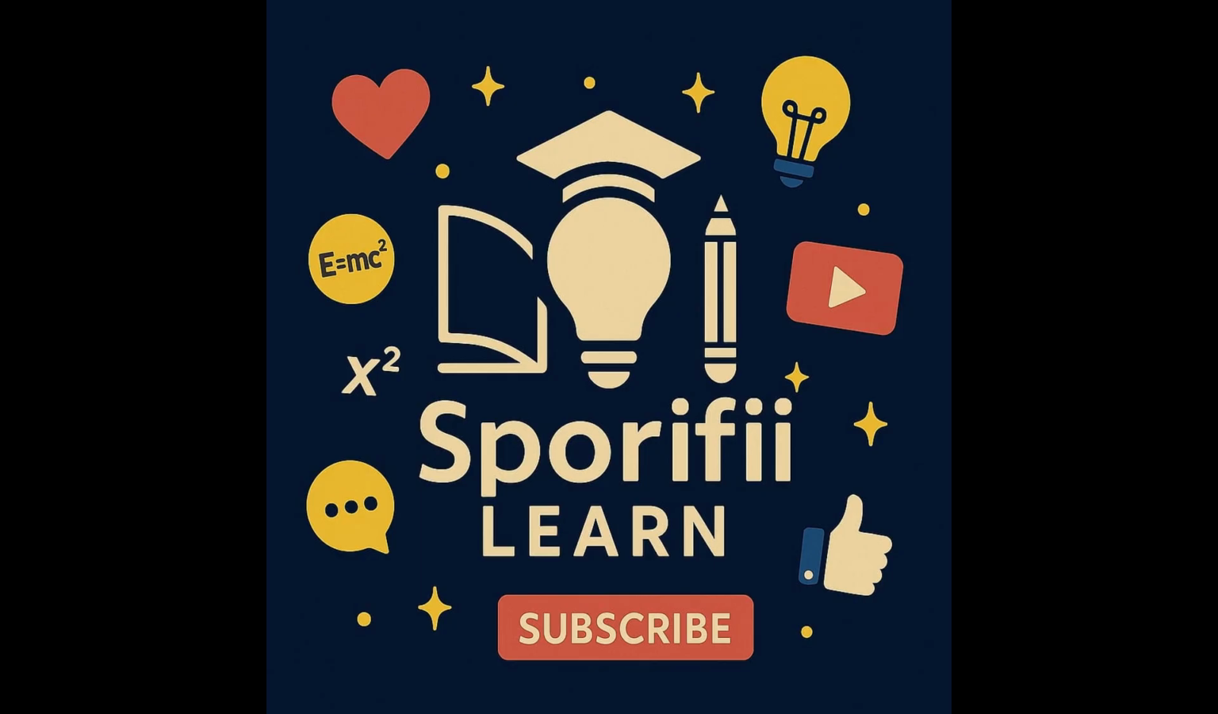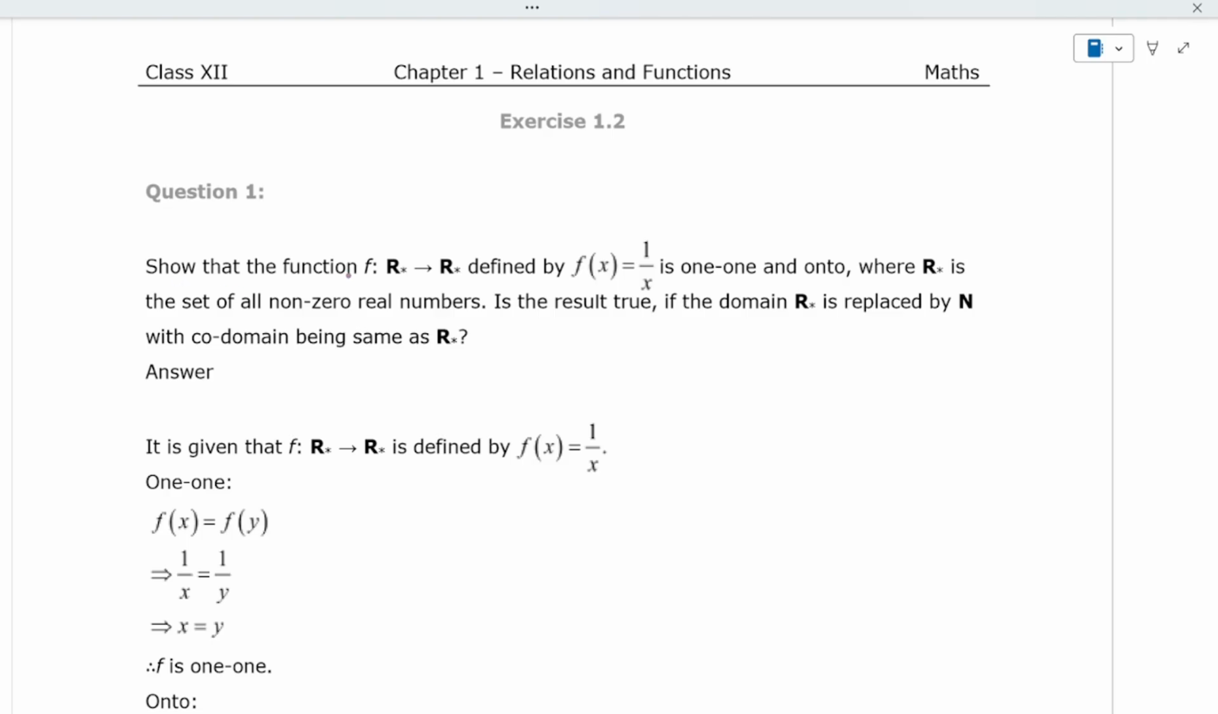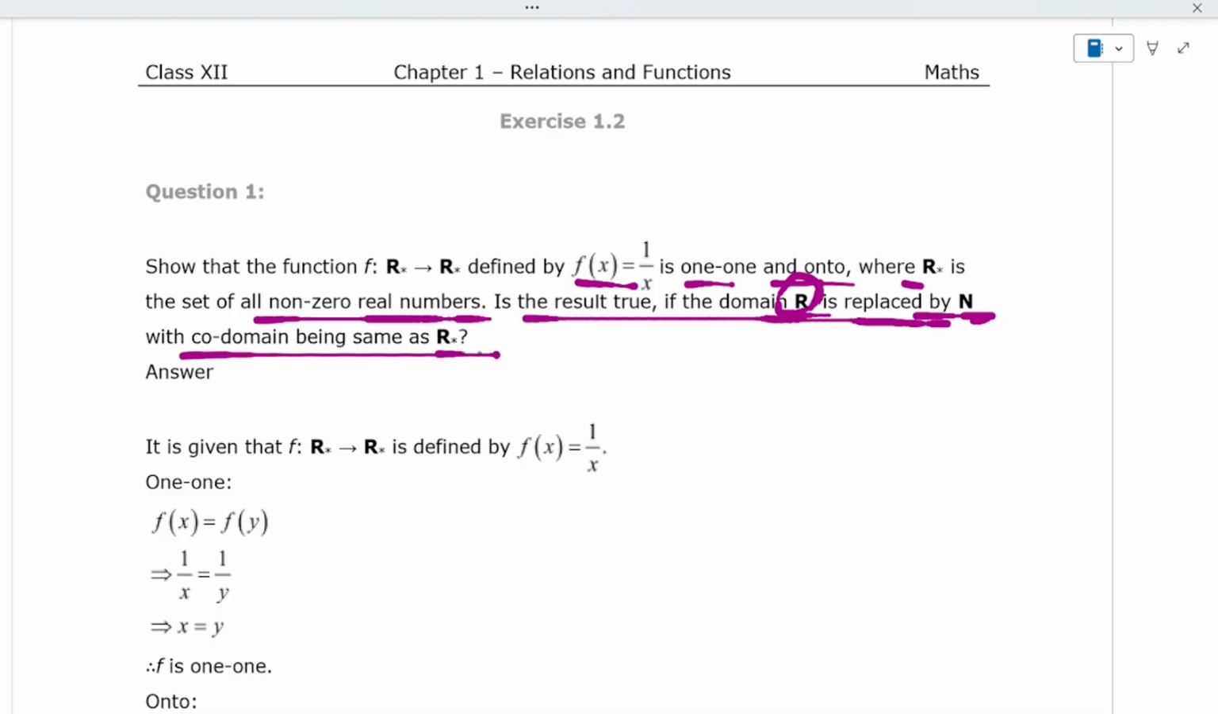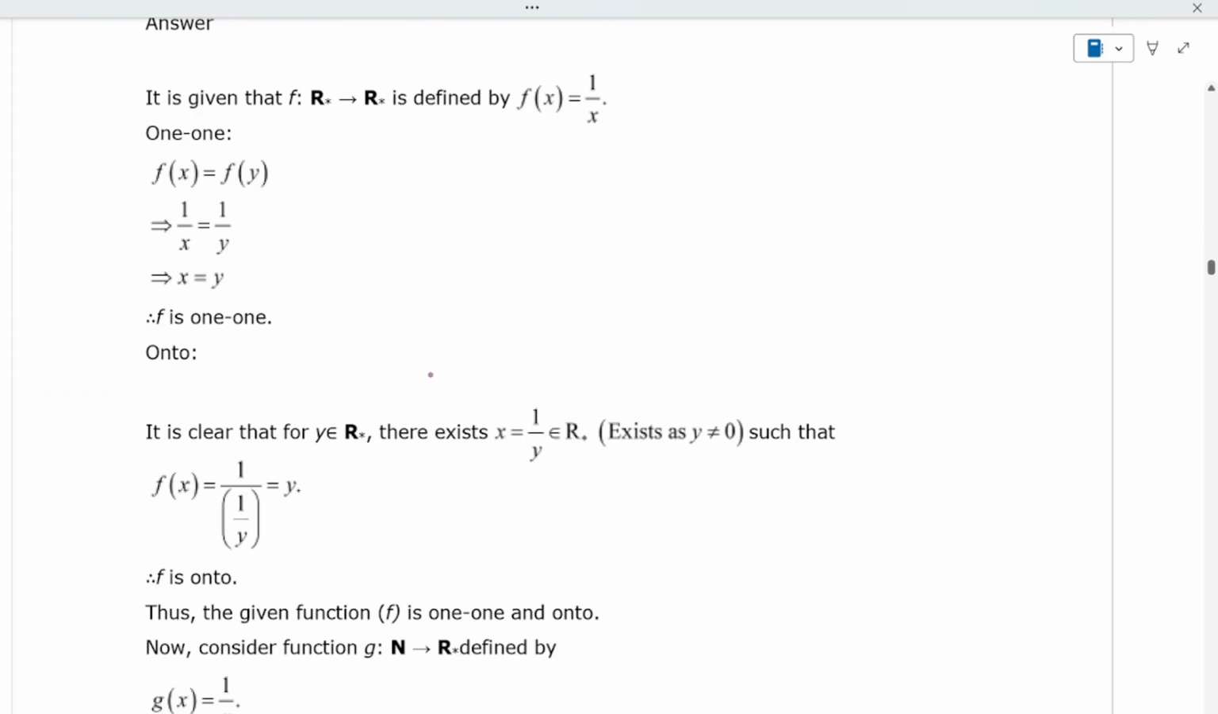Today, let's continue the second exercise of the first chapter, Relation and Function. That is the first question. Show that the function f: R to R defined by f of x equals 1 by x is one-one and onto, where R is the set of all non-zero real numbers. Is the result true if the domain R is replaced by N, the natural numbers, with codomain R? We have to keep the codomain the same. Now let's see what we have to do.